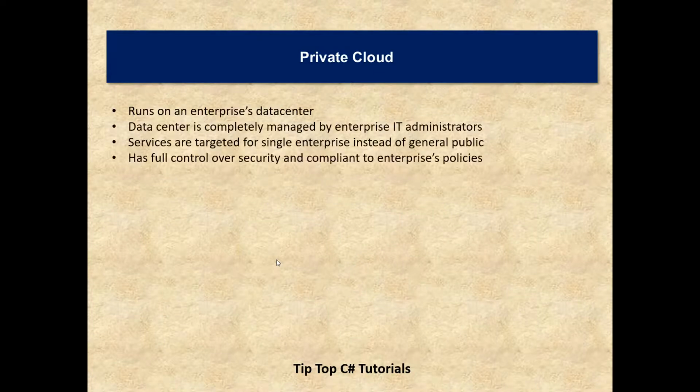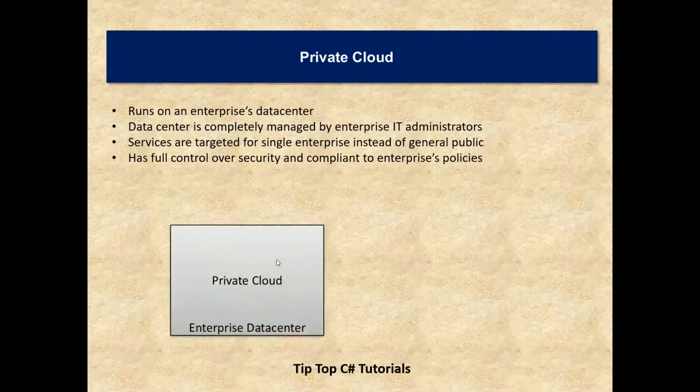Private cloud. So how does private cloud work? Private cloud is running on enterprise data center, and this data center is completely managed by the IT administrators of the particular enterprise. And the services are targeted for a single enterprise instead of the general public, meaning that most of the time it will be used for internal use, and in certain very rare cases it can be exposed to outside network, provided that it is adhering to the compliance and regulations of the enterprise.